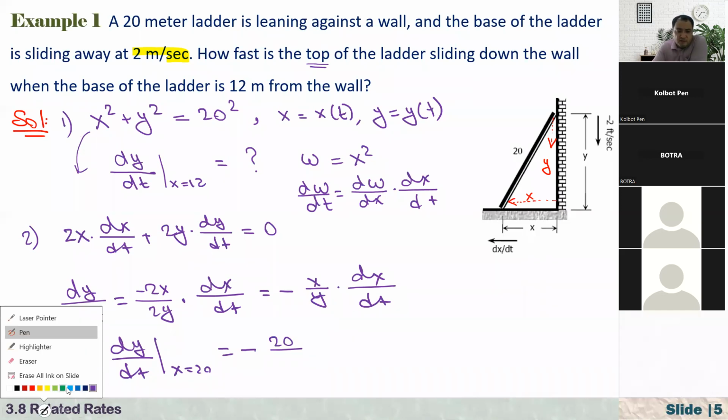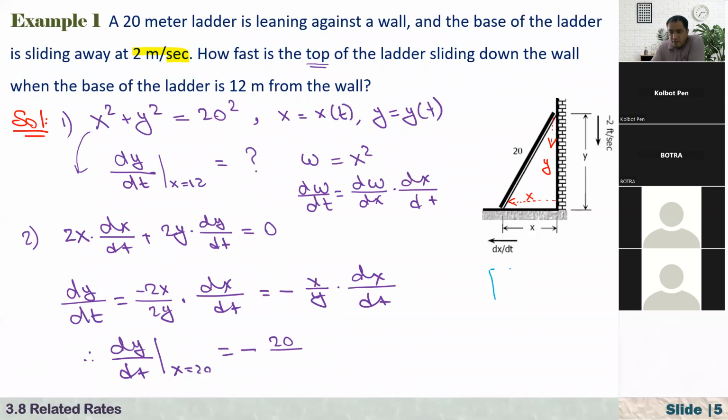And also we can find the value of y, right? We know that x and y are related to each other by this equation: x squared, at any time, plus y squared is equal to 20 squared. X is not 20, it's 12, right? Why did I write 20? It's 12. Okay.